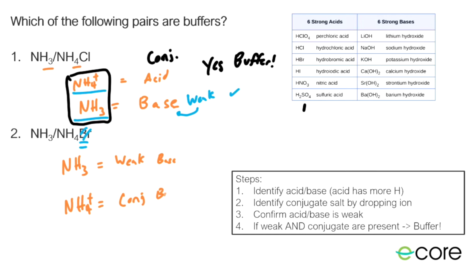Notice it's actually the exact same buffer system as the one above. So it turns out this little ion that you add on to the end of your conjugate doesn't really do anything. It just falls off. And this system is identical. So both of these are a buffer. So yes, this bottom one is also a buffer.